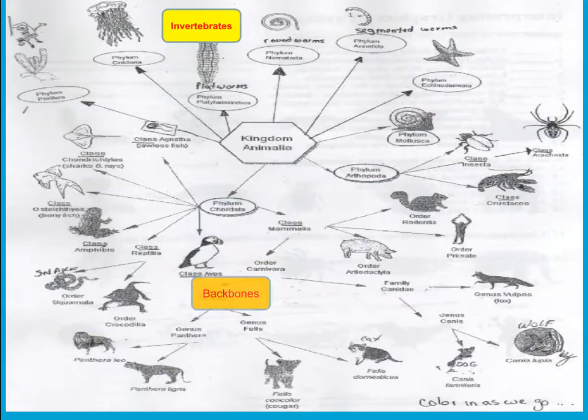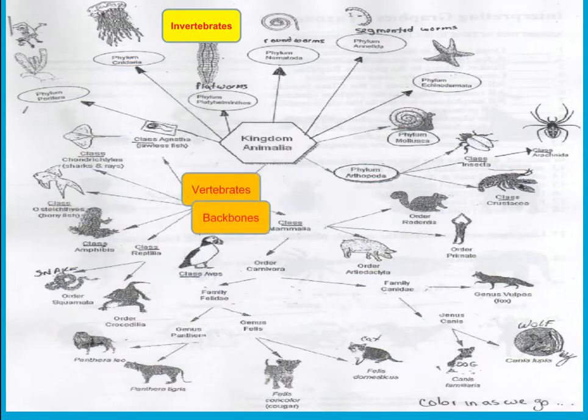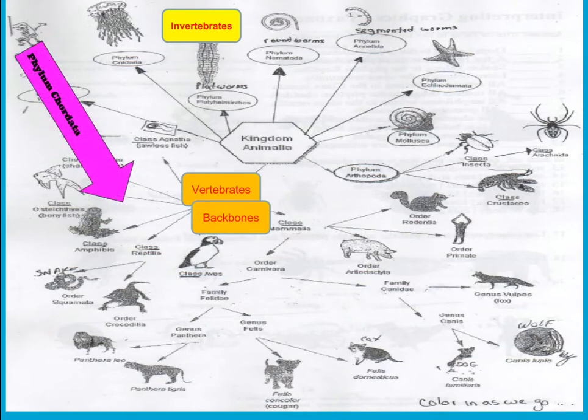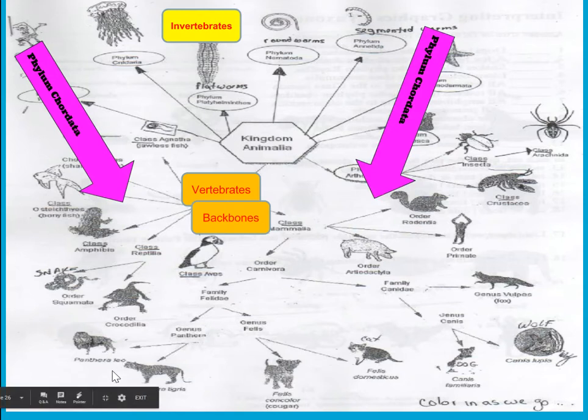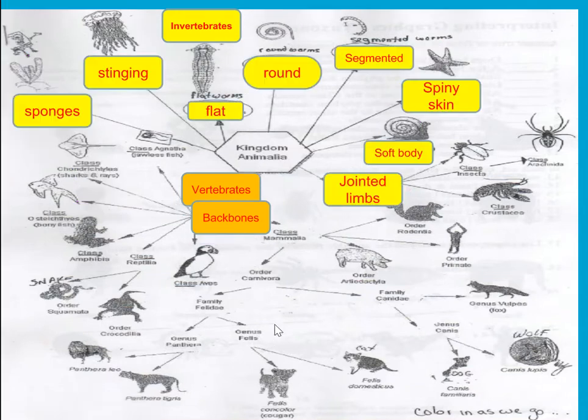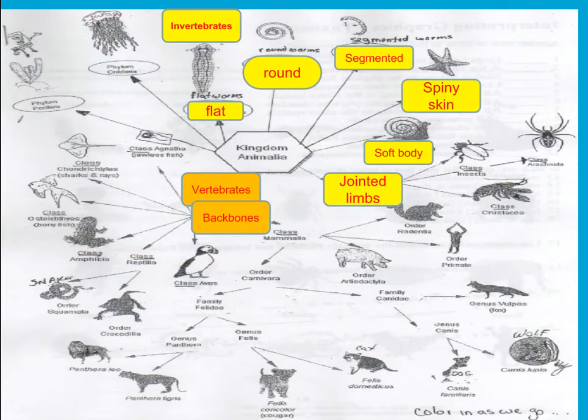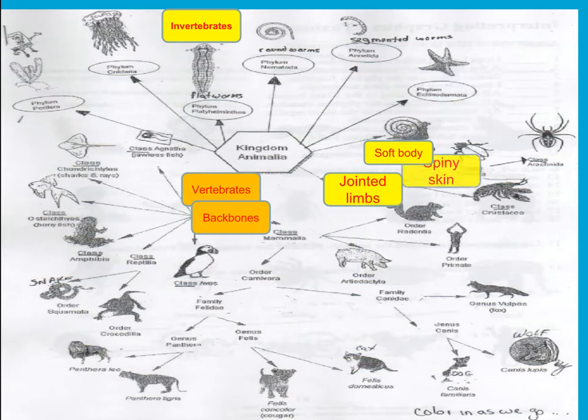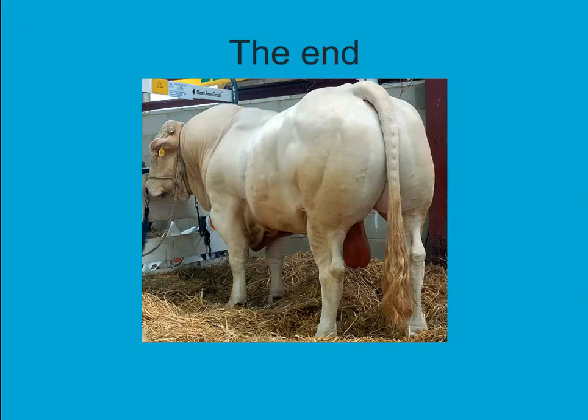Okay, here's our chart. These are the backboned animals. They're vertebrates with backbones called chordata, and all these at the bottom are chordata. So there's lots of those that we're going to talk about, but most of the animals, 95%, are at the top. And here's a final chart that may be helpful throughout the course. The end.